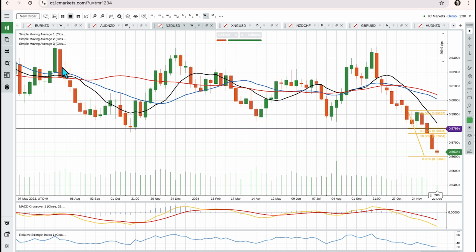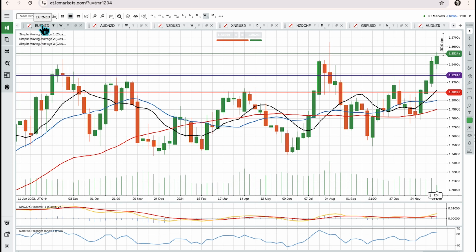A similar story and a similar element I'm looking at is Euro Kiwi. Now, Euro Kiwi here on the weekly chart, we are back into an uptrend, and once again, we are overextended. So I'm looking again for a pullback to release some of this buying pressure.